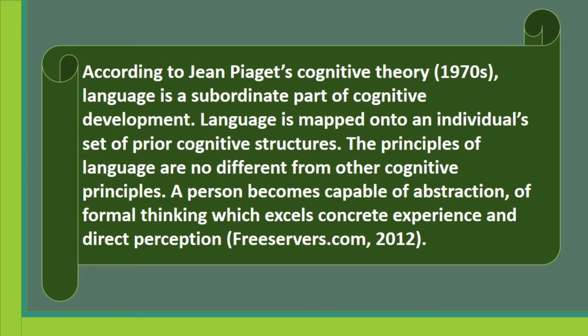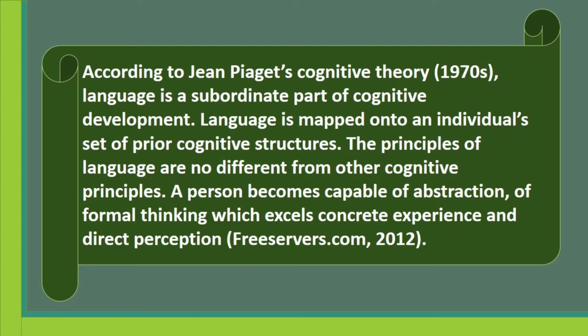According to Jean Piaget's cognitive theory, language is a subordinate part of cognitive development. Language is mapped onto an individual set of prior cognitive structures. The principles of language are no different from other cognitive principles. A person becomes capable of abstraction, meaning dealing with ideas rather than events, of formal thinking which exceeds concrete experience and direct perception.